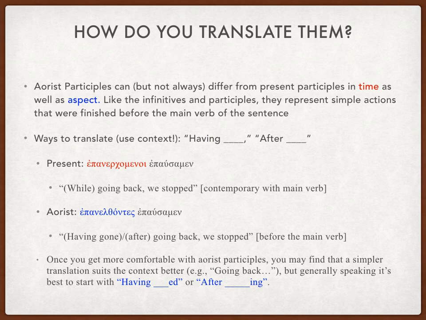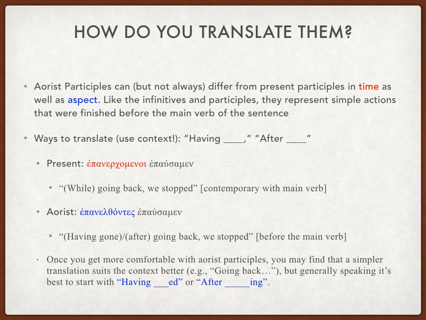When did we stop? We stopped while we were going back, in the middle of going back. So maybe if I were traveling back from Sparta to Athens, we stopped somewhere in the middle of that. While going back, we stopped. That's the force of the present participle. It's the same time as the main verb.